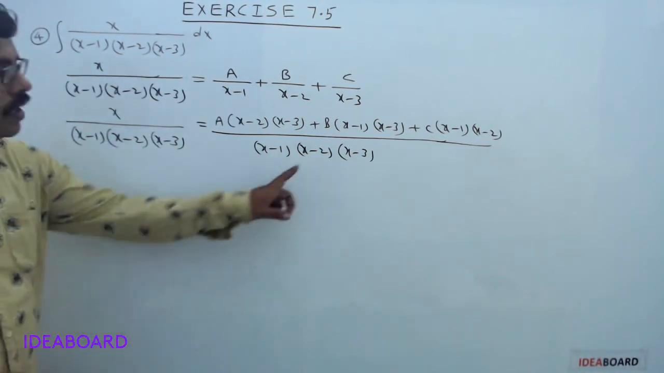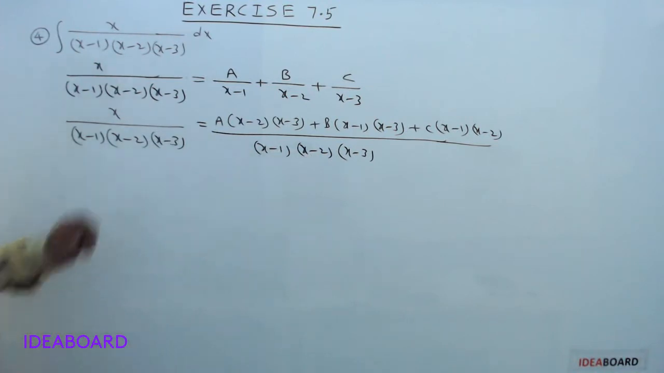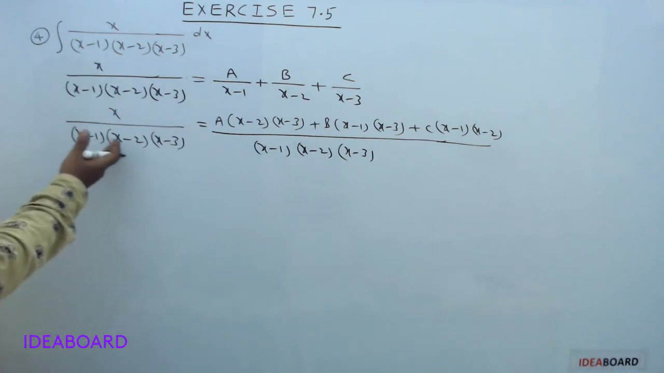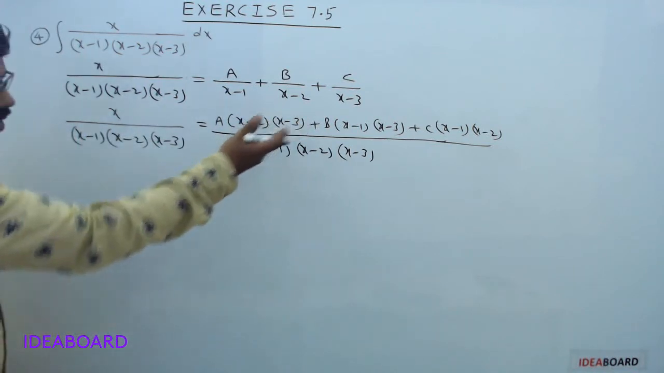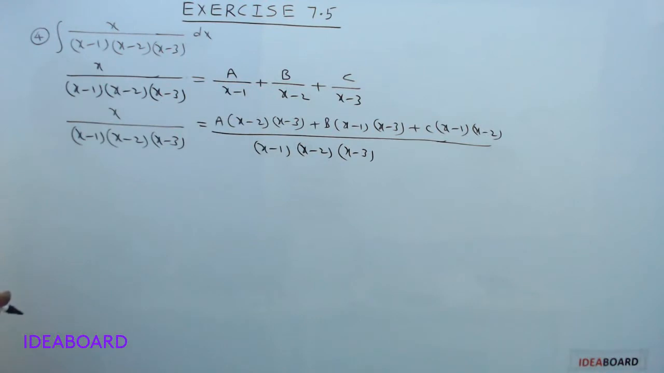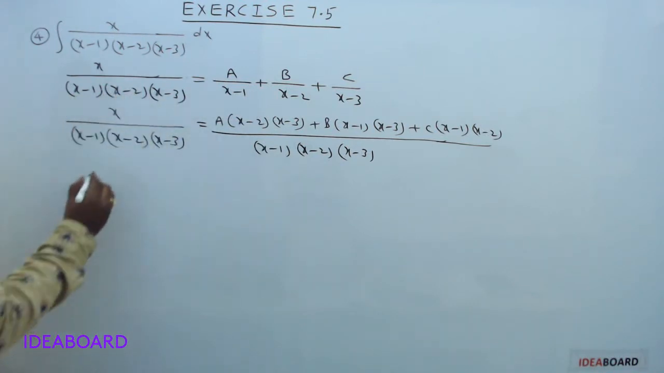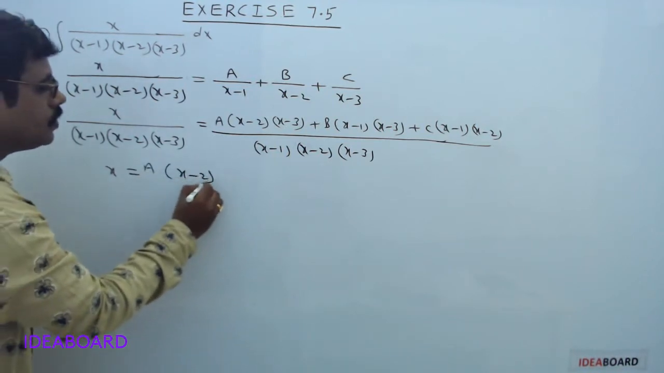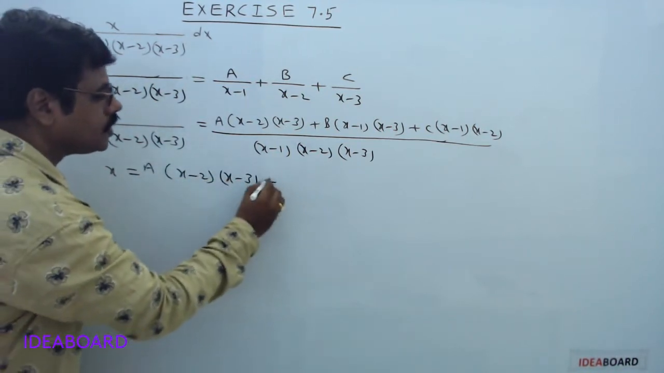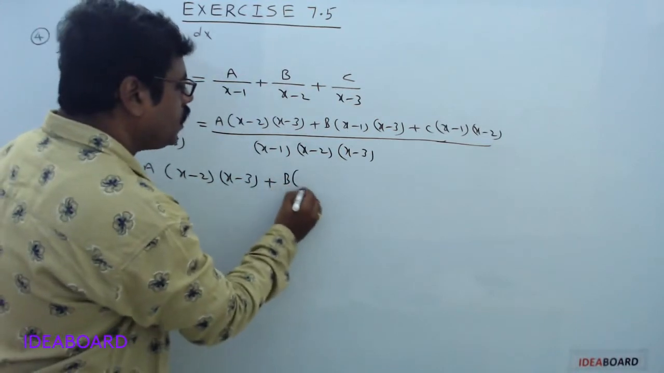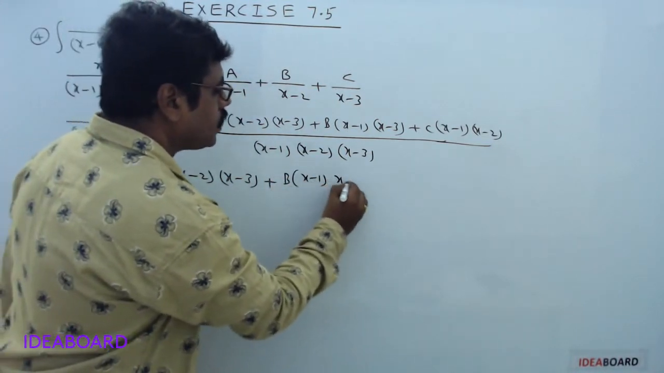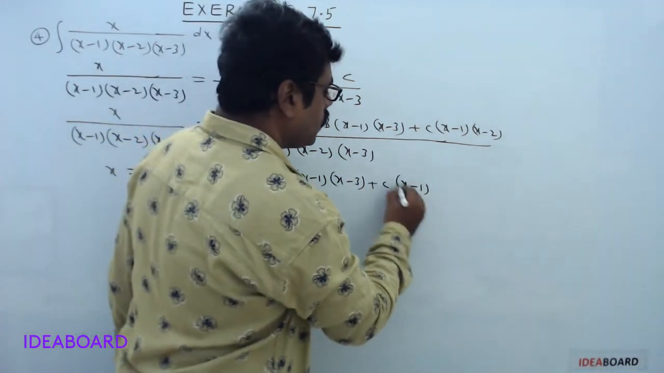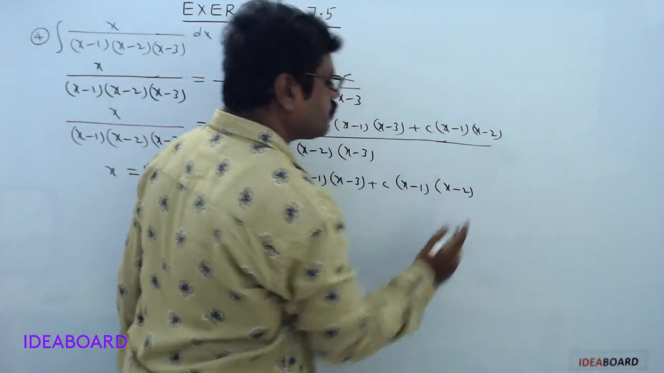Now observe the denominators of the right hand side and left hand side: x minus 1, x minus 2, x minus 3, and here also x minus 1, x minus 2, x minus 3. Now we can cancel both the denominators. Then write down the remaining expression: x equal to a into x minus 2 into x minus 3 plus b into x minus 1 into x minus 3 plus c into x minus 1 into x minus 2.